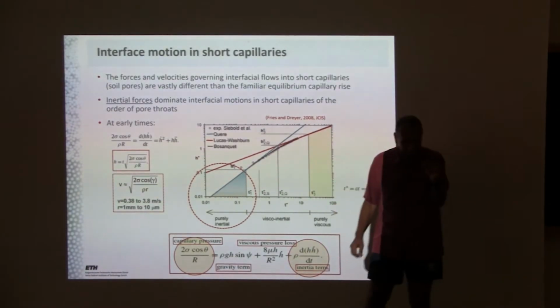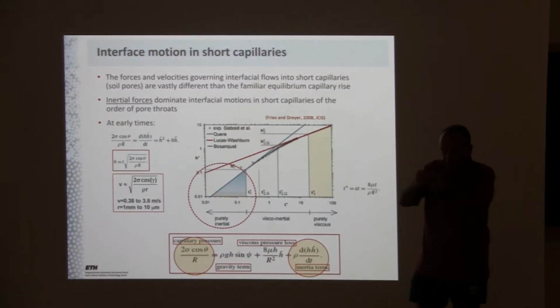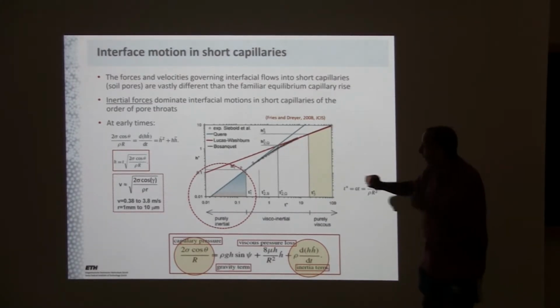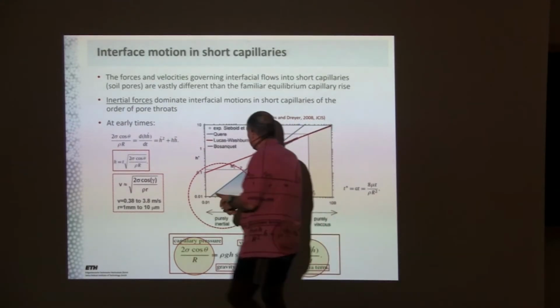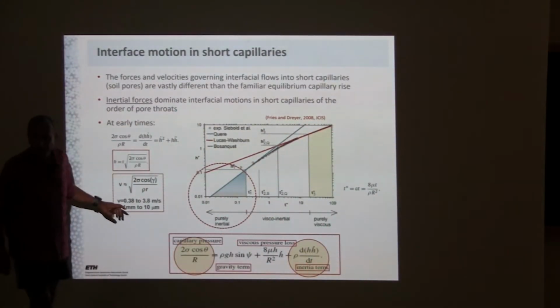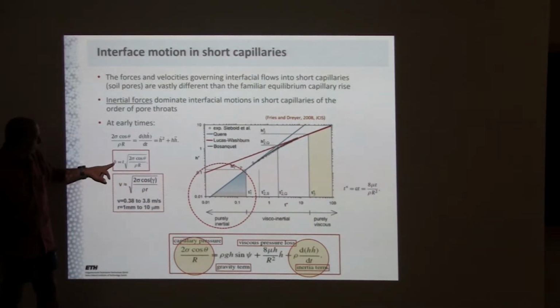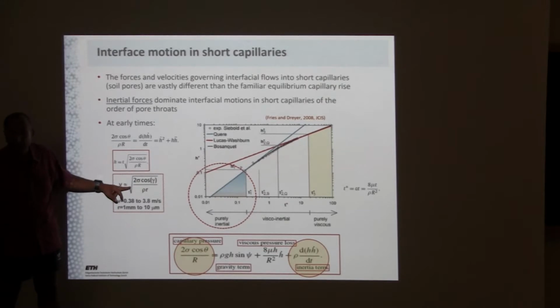So at the very early times, I just dipped a capillary in water. I don't yet have length over which friction will take place. I don't have yet height that will oppose gravity. So there, inertia is a dominant force. And when you look at the behavior at short times, after I dip the capillary into water, the relationship between the height and time is linear, not square root of time. And that gives rise to a velocity that can be very high.